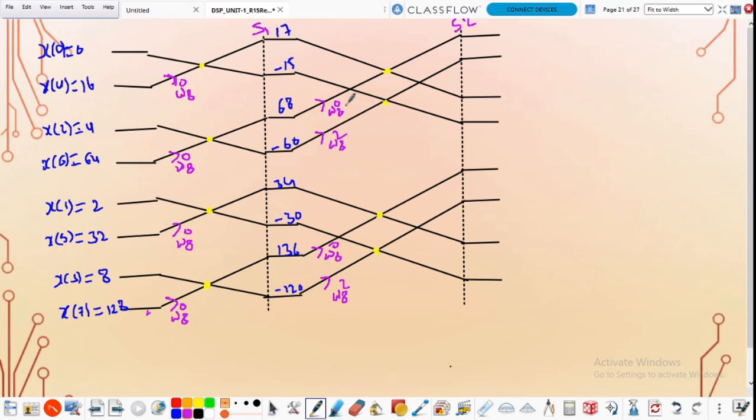So what is the twiddle factor? W8 power 0 is 1, W8 square value is minus j. So using the DIT FFT butterfly diagram, calculate the output values.